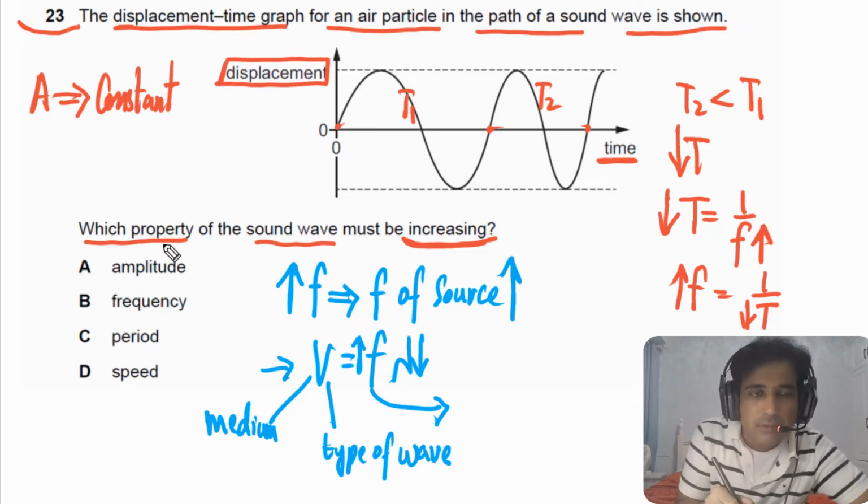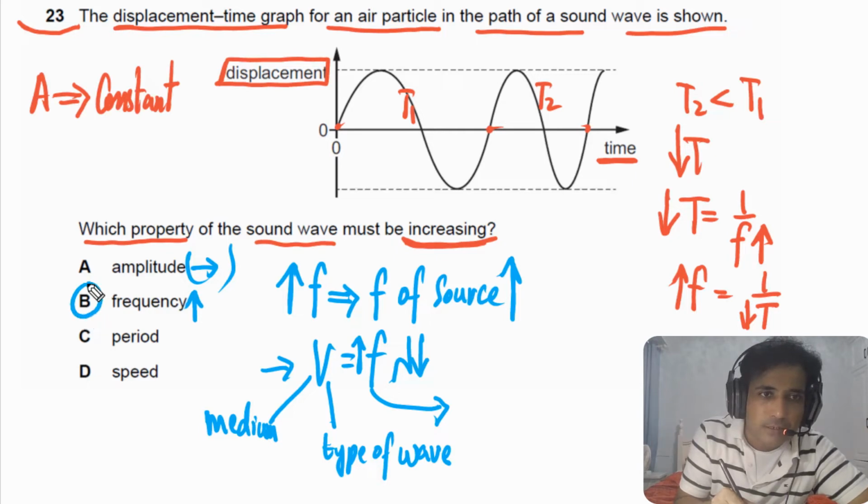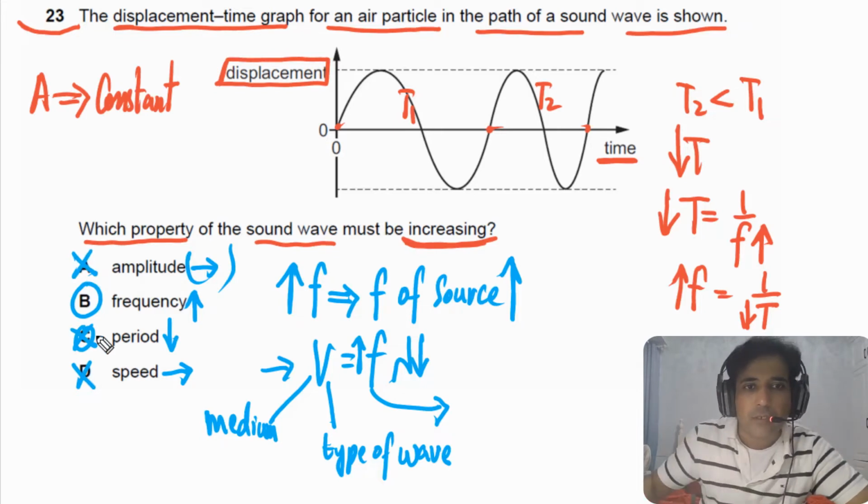Question is asking us to find out which property of the sound must be increasing. Amplitude is not changing, but frequency is increasing. So this one is the right answer. Period is decreasing, so this is not the right answer. If we assume the same medium, speed is constant. So this is also not a correct option. So the answer for this question is A.